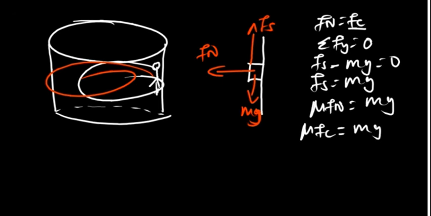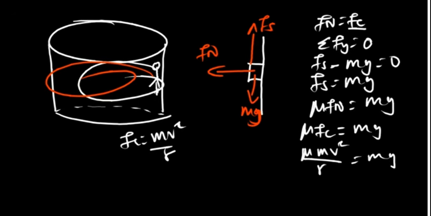So what we are going to say now is that we also know that the centripetal force is given by mv squared over r. So we can replace where there is centripetal force with mv squared over r. So it's going to be mu times mv squared over r, has to be equal to mg. Okay, so since we're talking about the same object, meaning it has the same mass, we can cancel the mass.